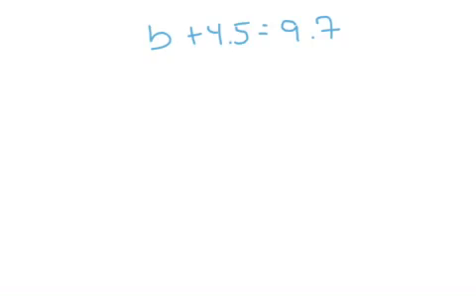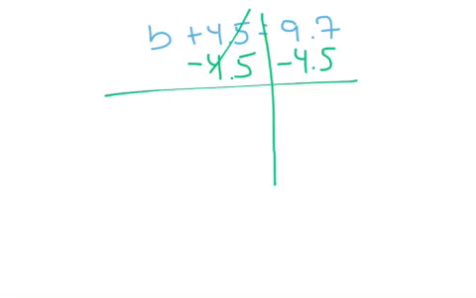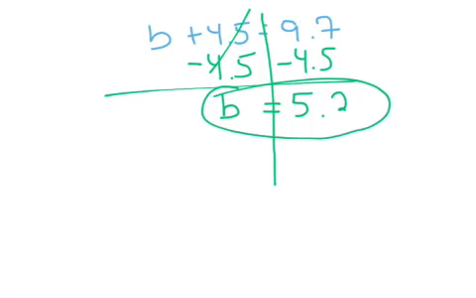Next one, same thing. Draw your line down your equal sign. To get b by itself, I have to do the opposite, so I'm going to subtract 4.5 from both sides. Remember, what you do to one side, you must do to the other side. So 9.7 minus 4.5 would be 5.2. And I know I'm going a little quick, but remember, you can always pause this video if need be, fast forward, reverse it, whatever you need to do.